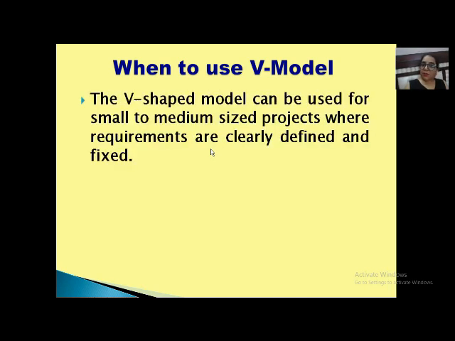The V-shaped model can be used for small to medium sized projects where requirements are clearly defined and fixed. As we have said, it can work only upon static requirements very well. Dynamic changes in the requirements cannot be taken care of by the V model, so it is better to use it in small to medium sized projects only.